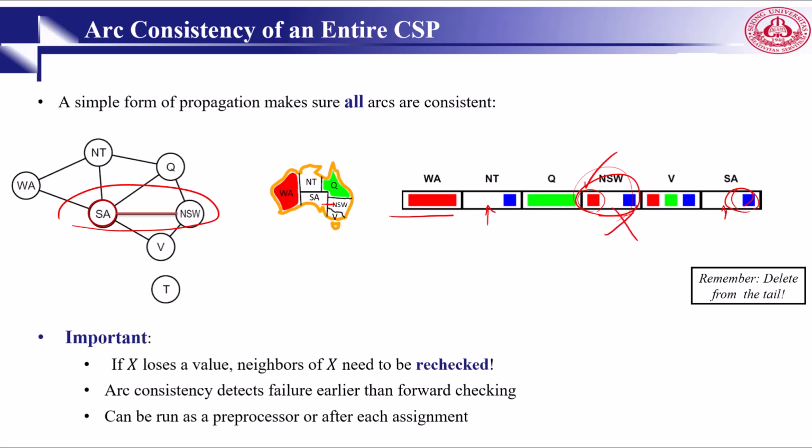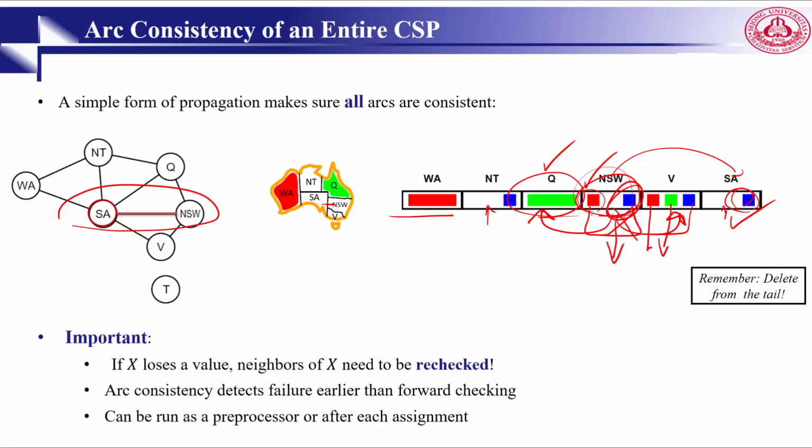Let's consider the opposite direction, from NSW to SA. If NSW is red, then it's okay because SA can get the blue value. But if NSW gets blue, then there is no consistency and we should remove blue from SA. NSW has consistency with Q and V. Why? Because green can be assigned to Q, it's okay. And if we assign blue to V, there is no problem here. So still, we can have two colors, right? One can go for NSW and these three can go to V, right?